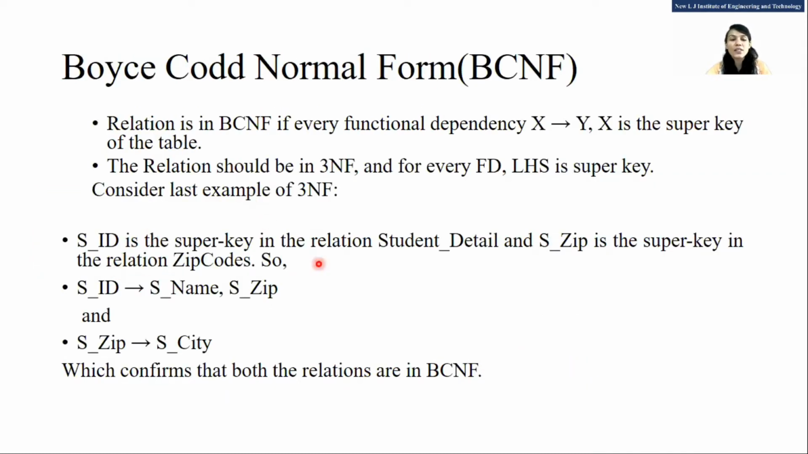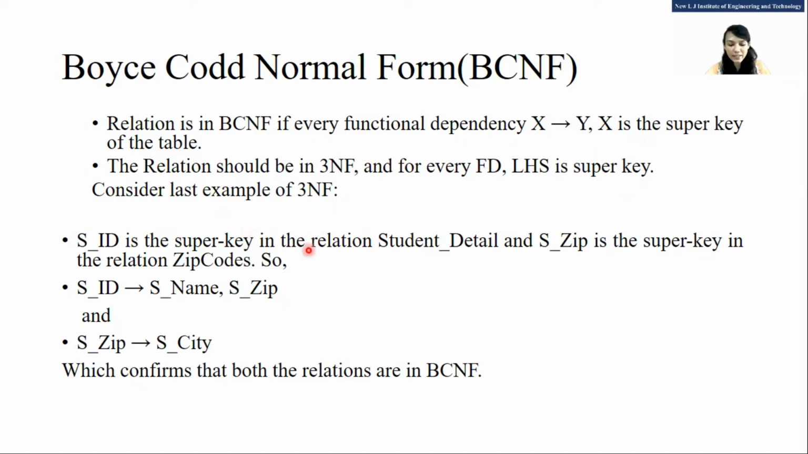Then after that we have Boyce-Codd normal form. What is BCNF? In BCNF, if we have an X determines Y dependency, then the condition is that X must be a super key of the table. The relation should be in third NF, that is the first condition. And for every functional dependency, the LHS, that means left hand side, is a super key. So as I said, if X determines Y, then X must be a super key.